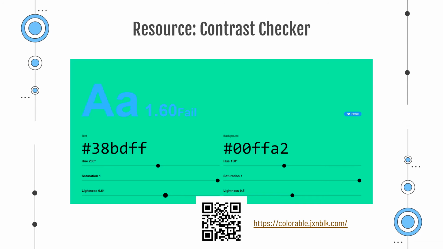Another awesome and free resource that I recommend when you're picking colors is this contrast checker. And this allows you to test whether combinations of colors can be read easily by low vision readers. So you can see here that the blue text on the green background doesn't have a high enough contrast, and it fails this contrast checker, meaning that it's likely not accessible and shouldn't be used in any visualization.